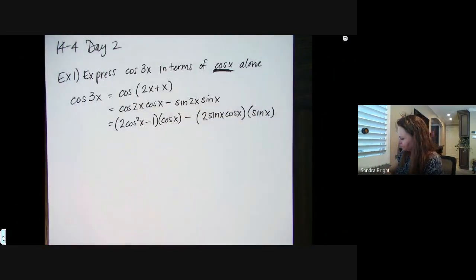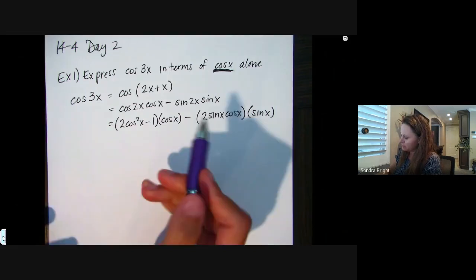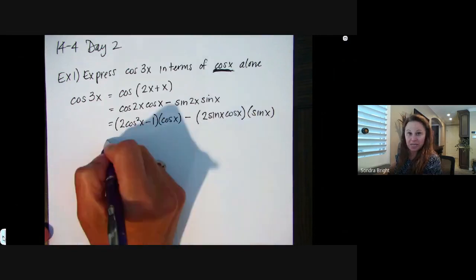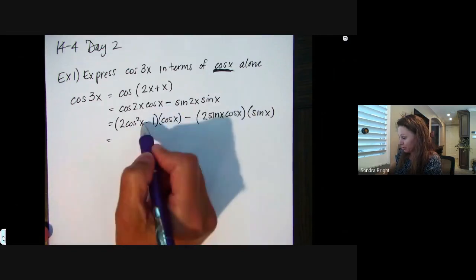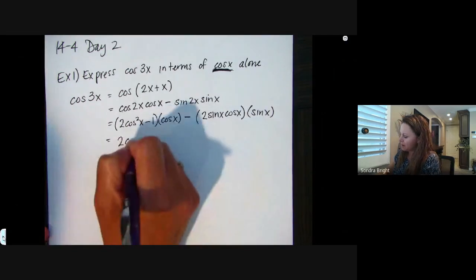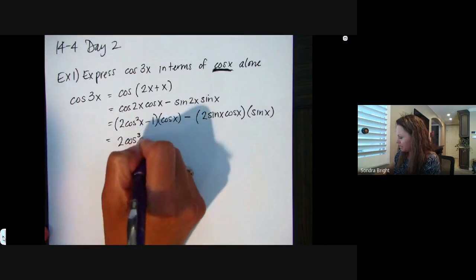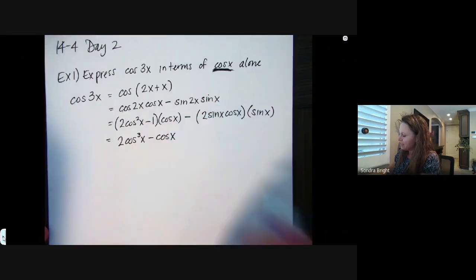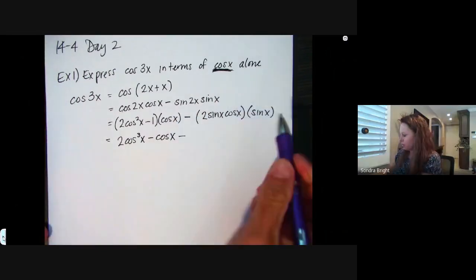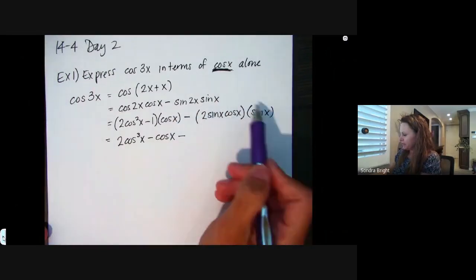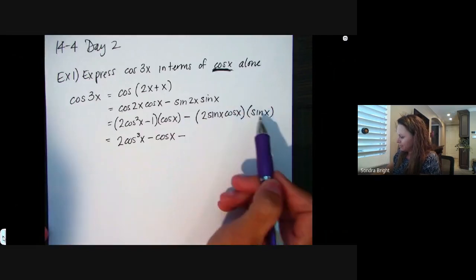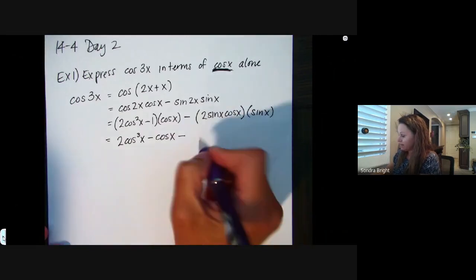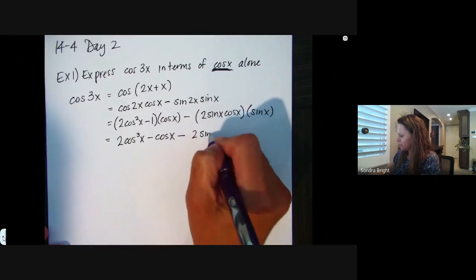Okay. Well, let's distribute this cosine into both of these terms. So this would be a 2 cosine squared times cosine, gives you a 2 cosine cubed. And then a minus 1 times cosine would be a minus cosine. You have a minus. There's no plus or minus signs here. They're all multiplied. So it would be a 2 sine squared, because sine times sine is sine squared, times cosine of x.